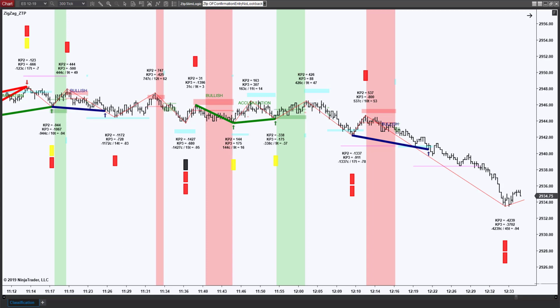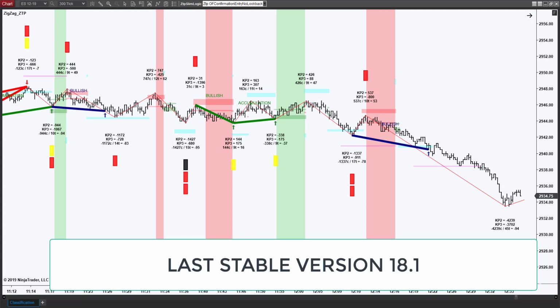During testing, one of the things that was discovered is that there appears to be a bug within the NinjaTrader version 19 release. This has been reported to NinjaTrader by myself and my programmer. So it is recommended that when you're running this software, you go back to the last stable version, which is version 18.1 in NinjaTrader.